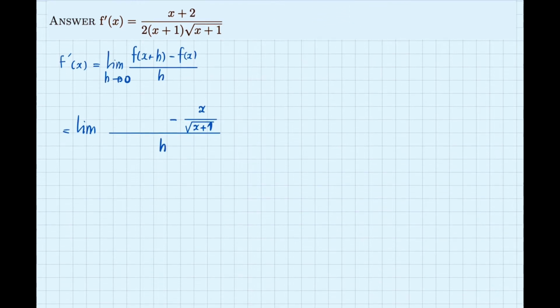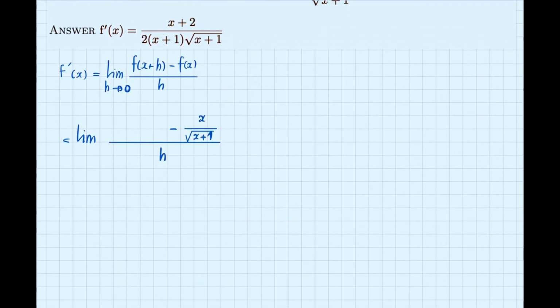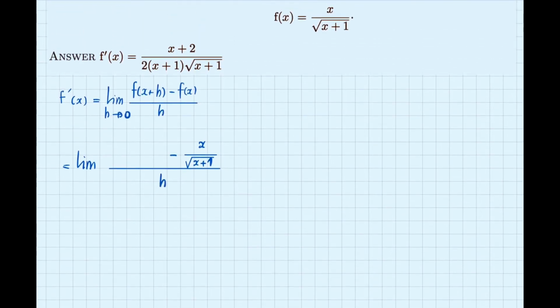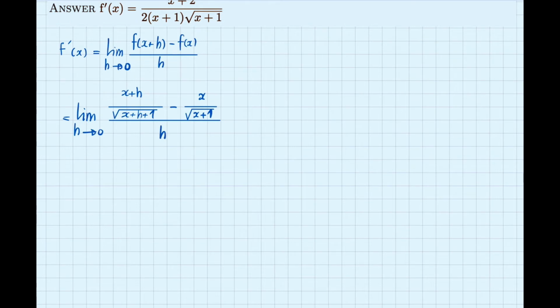So this becomes x plus h divided by square root of x plus h plus 1, h goes to 0. Yes? So my goal is to calculate this limit. How should I calculate this limit? This is a little bit tedious, so you need to be careful about the algebra that you are doing.